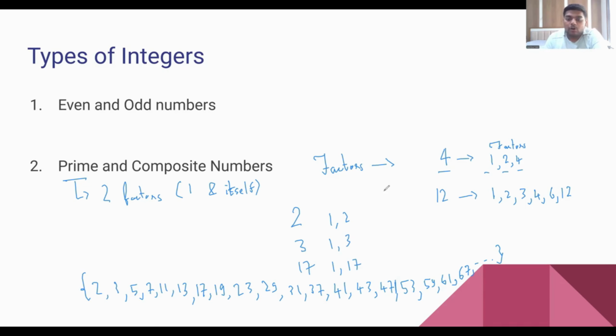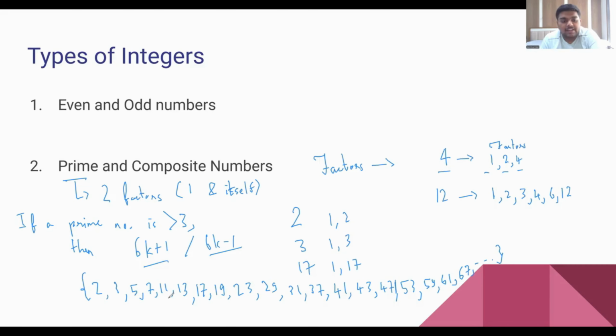Okay. And also there is a special aspect about the prime numbers, that if a prime number is greater than 3, then it will be of the form either 6k plus 1 or 6k minus 1, which means that every prime number greater than 3 is of the form 6k plus 1 or 6k minus 1.